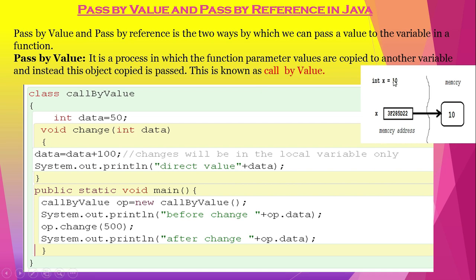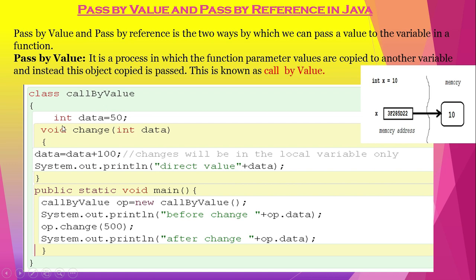When you store a number, x is equal to 10, this is the representation. X is the memory location that will have a memory address, and 10 will be stored in that memory. So this is the variable name along with the memory address, and then 10 will be stored in that. Now when we use pass by value, see how the values are copied and used.